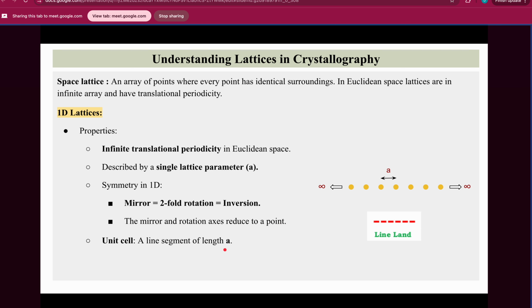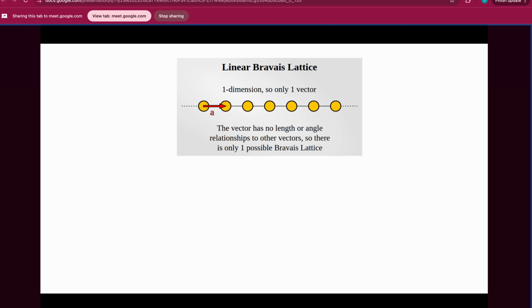And a line segment of length A is the unit cell in the case of a 1D lattice. This is also known as line length, where we are only looking at the line because it is one-dimensional. Then we move to the 2D lattice, but before that, the linear Bravais lattice. Bravais was a scientist who defined 14 different lattices. He mentioned the linear Bravais lattice, which is one dimension, so only one vector.